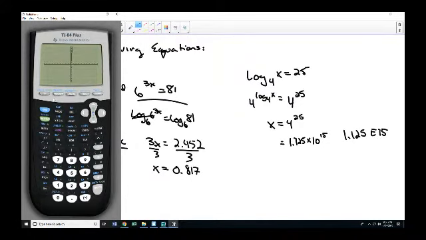Let's change our window. So we know that the y value is 81, right? So I'm going to put my window for y values somewhere from 75 to 85. Since we already know the answer, I can put 0 to 2 for my x's, but sometimes you have to kind of mess with that a little bit.